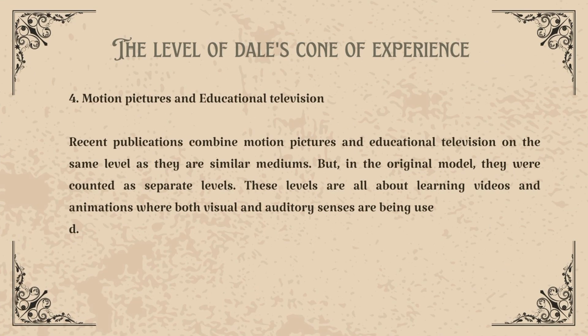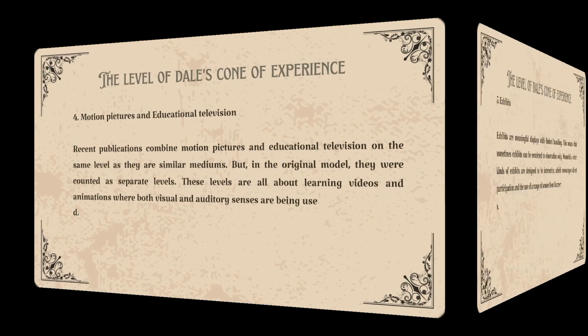The fourth level is motion pictures and educational television. Modern publications combine motion pictures and educational television on the same level as they are similar mediums, but in the original model, they were counted as separate levels. These levels are all about learning videos and animation, where both visual and auditory senses are being used.